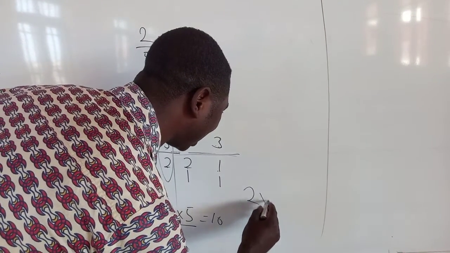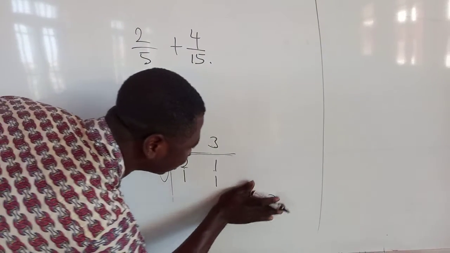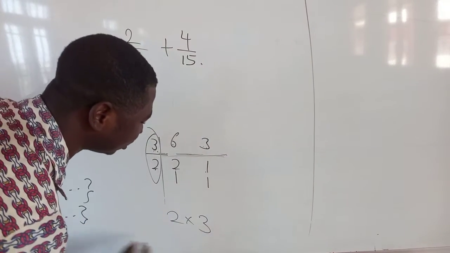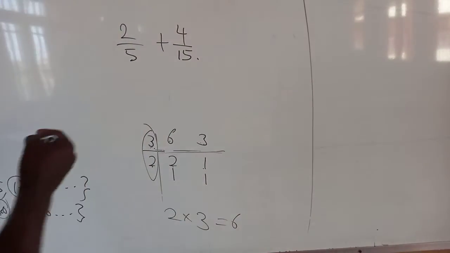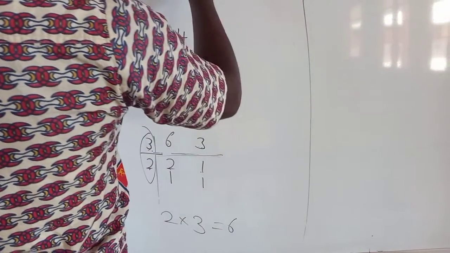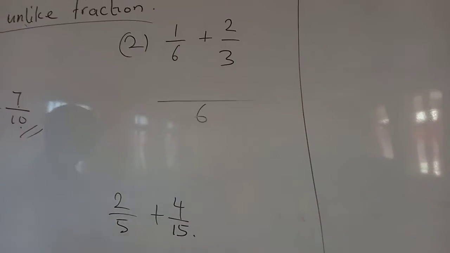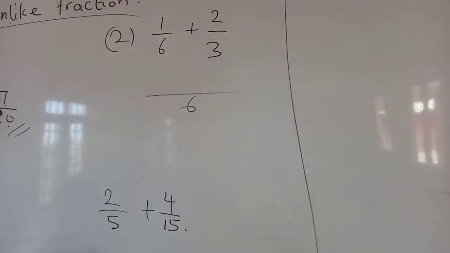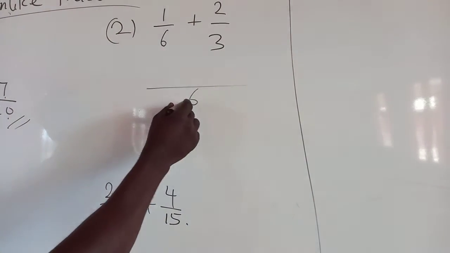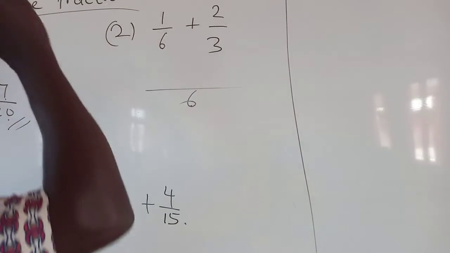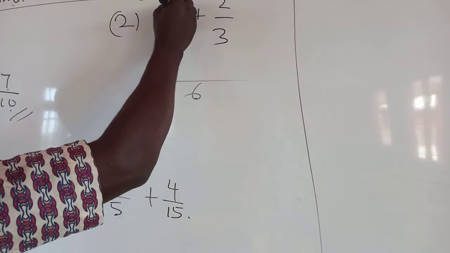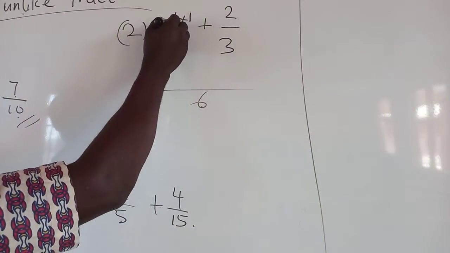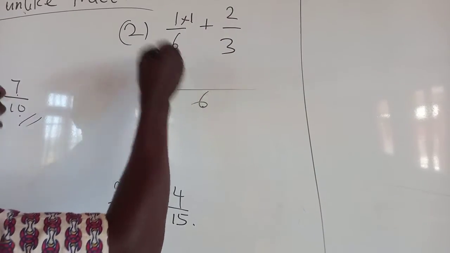So 2 times 3. Let me clean this before it confuses you. 2 times 3 gives what? 6. So we know that our LCM here is 6. So quickly, let's do the same thing. 6 will go into 6 how many times? 1 time. Then use that same 1 to multiply the numerator. So 1 times 1 will give me 1.